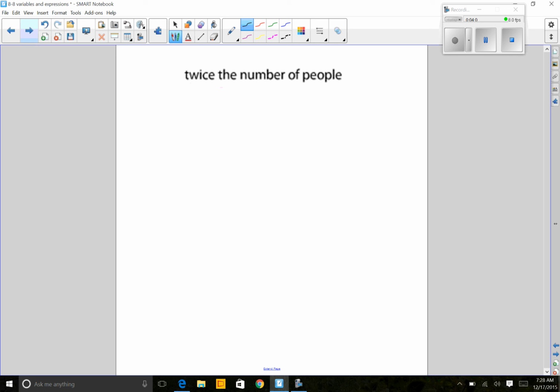Okay, so if you have something like twice the number of people, what we're going to do is take people and make that into our variable of p. So twice the number of people would be 2 times p, or you could make it 2p.